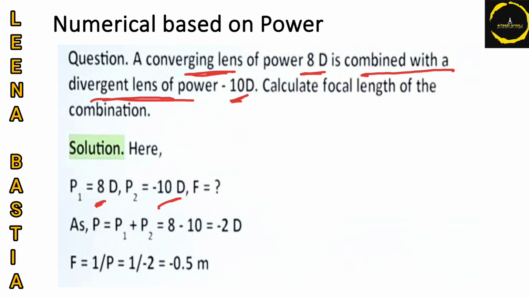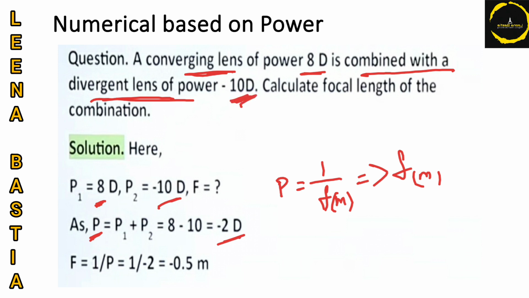First of all, we have the individual powers. So let us find out the final power, that is P equal to P1 plus P2. That gives you minus 2 diopter. Now we know that P equal to 1 by f, which implies f in terms of meter. We always have to find this in terms of meter, because in the question the diopter is given, and diopter has to be in terms of meter.